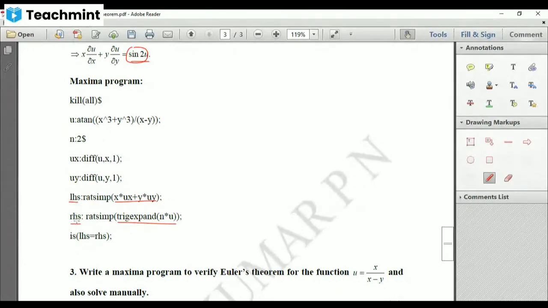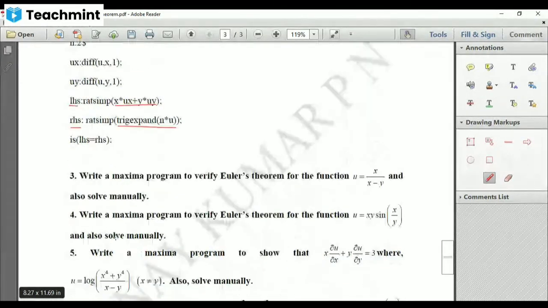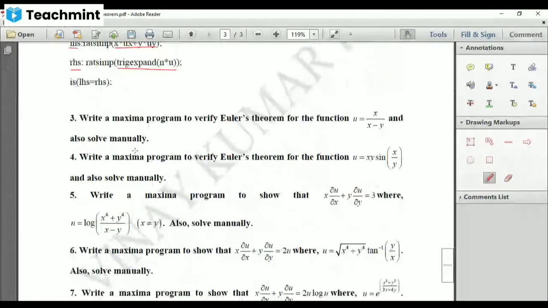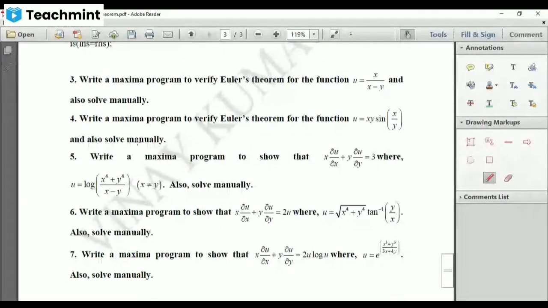Is LHS equal to RHS? If they are equal, it will show you true. Otherwise, it shows you false. Okay. I've given a few problems. You work them out. You verify. You write the Maxima program and also solve them manually and write them as an assignment. We'll continue in the next session. Thank you.